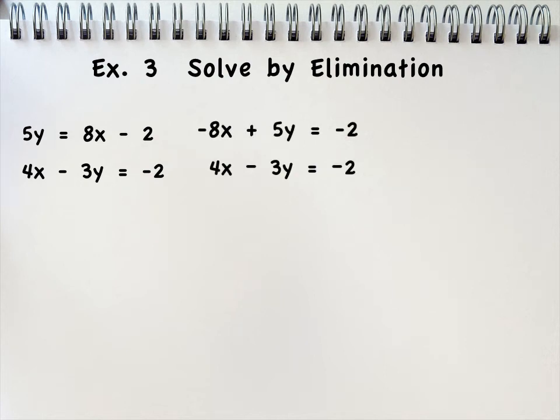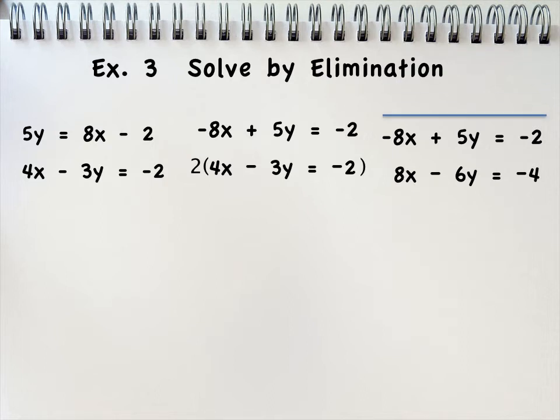Now that I've done that, can you see that if I were to add these equations, neither the x nor the y would eliminate. But if I were to multiply the bottom equation by 2, now my x coefficient becomes 8x. And then minus 6y equals -4, which I can add with my top equation. Can you see that my x terms eliminate? Now let's add the y terms. I have -1y equals -6, so y equals 6.